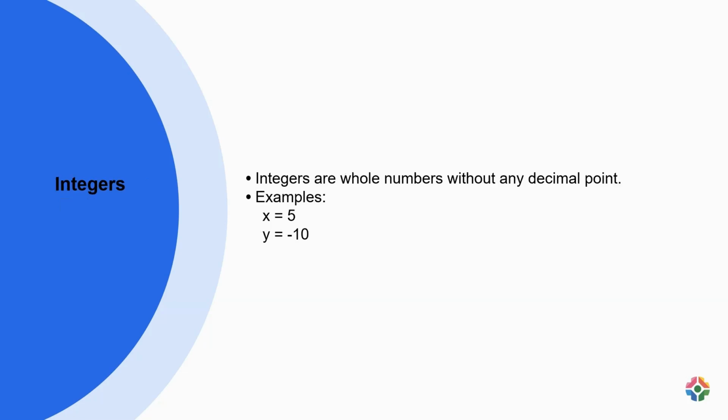Integers are numbers without decimal points. They can be positive, negative, or zero. For instance, if you have 5 apples, the number 5 represents the quantity of apples without any fractional part. Similarly, if you owe someone $10, the number 10 represents a negative integer, indicating a debt of $10.